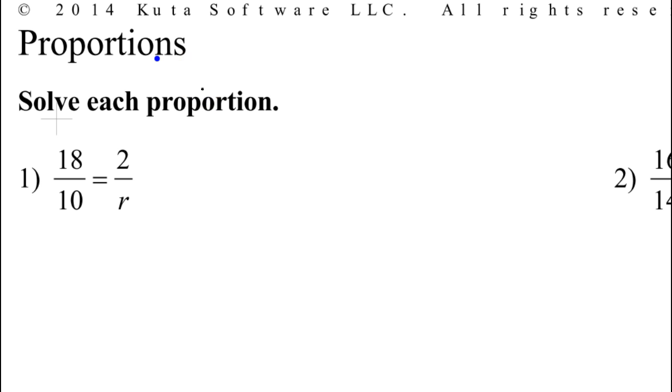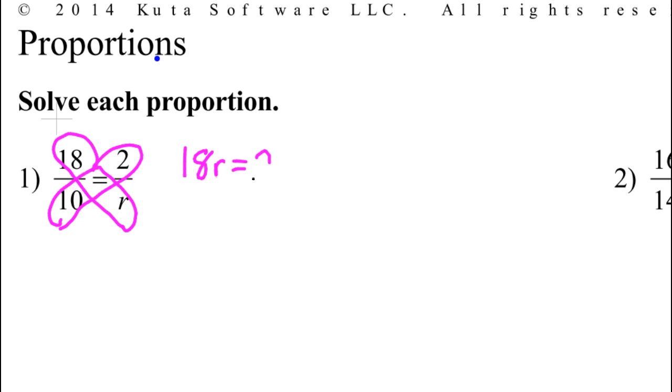At least for the beginning, please show all this. Show me you're multiplying the 18 times r like this. And then the 2 times 10. Alright, get 20.